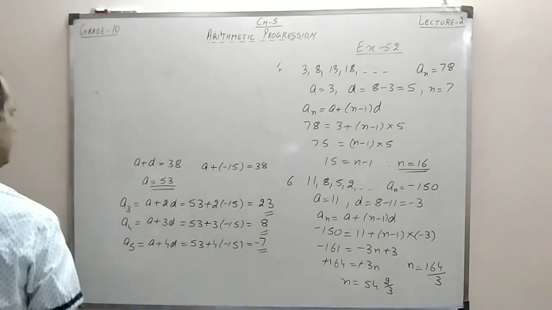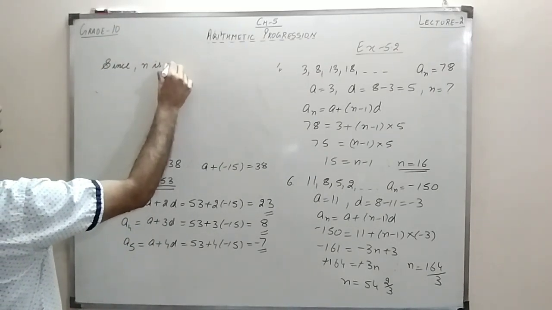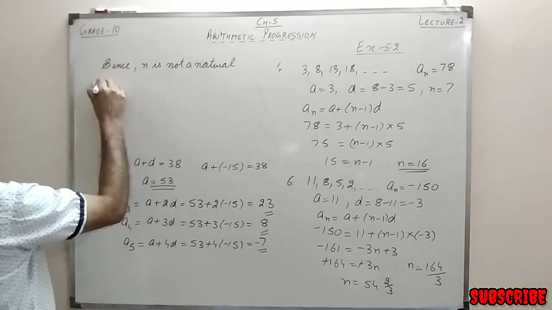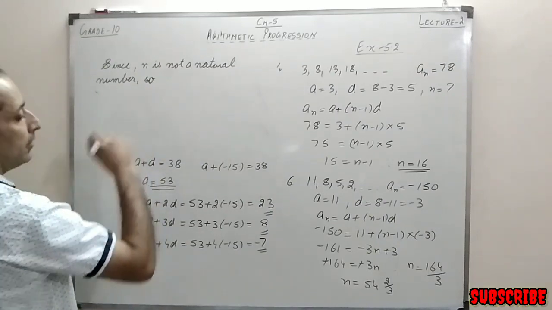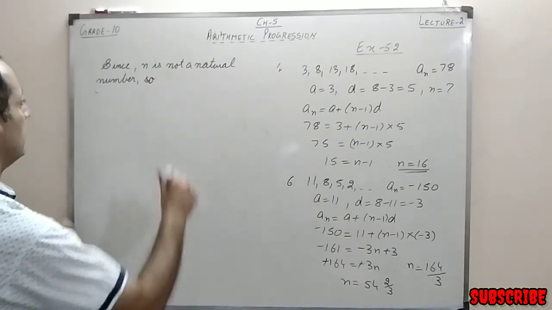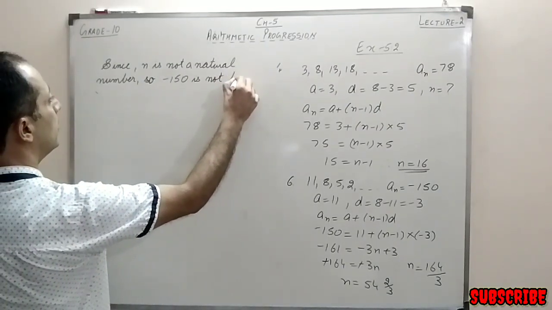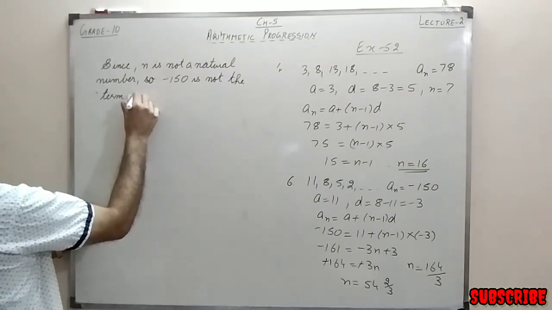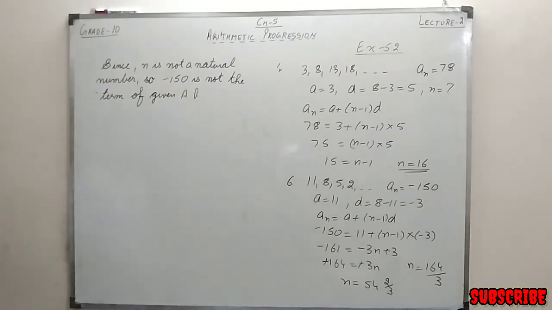So we write, since n is not a natural number, minus 150 is not a term of the given AP. Right? So quite a simple question.